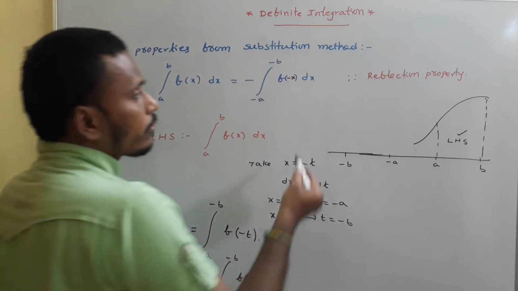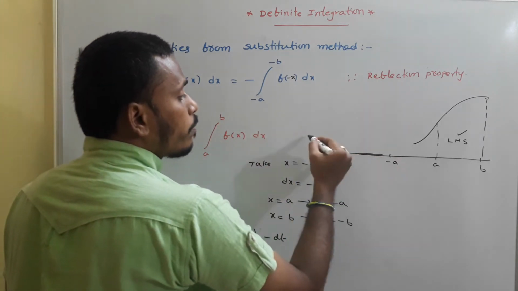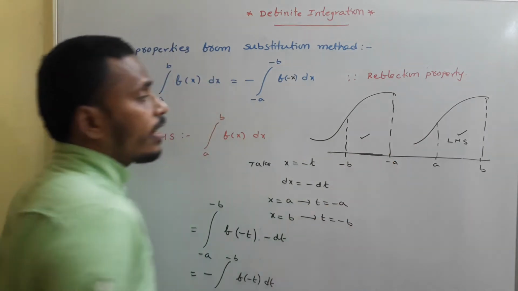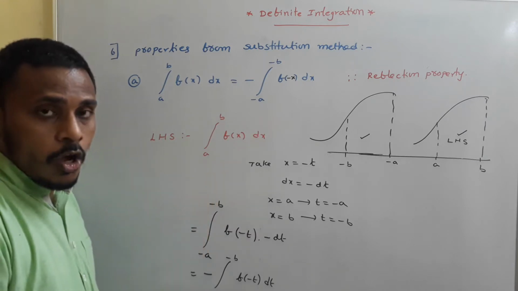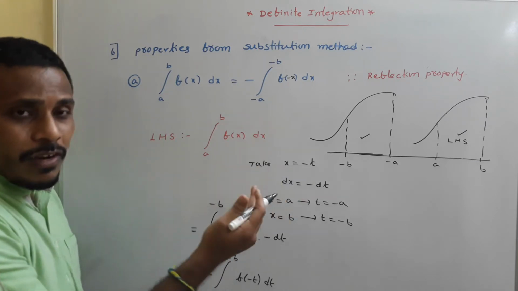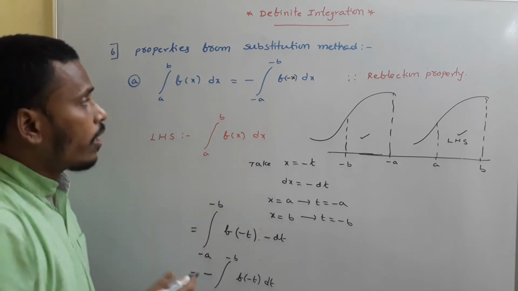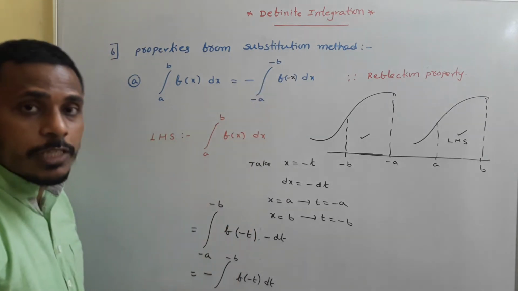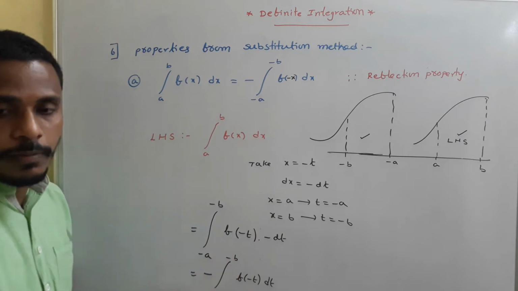So if you sketch the graph of f of minus x, then between this minus b to minus a, again the area is the same. This is usually the right hand side, and this graph is for f of minus x and that is for f of x. Okay, so that's why we are calling it the reflection property, because we are taking reflection with respect to the y-axis. Okay, so integral a to b f of x dx is minus integral from minus a to minus b f of minus x dx, and this is mentioned as the reflection property.